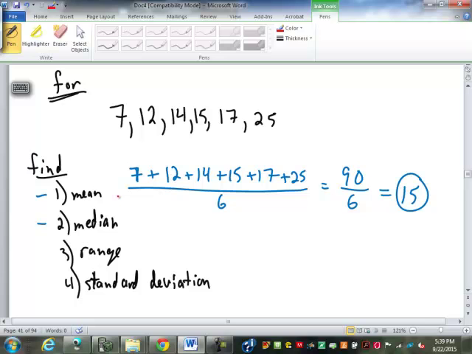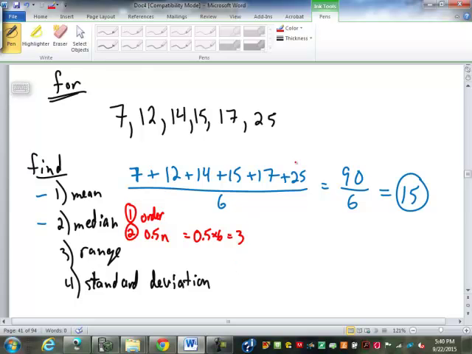The median is also a two-step process. Step 1 is to put them in order, smallest to largest. It's already in order from smallest to largest. Step 2 then is to find its position. And to find its position, it's always n times 0.5 or 0.5 times n. So in this case, it's 0.5 times 6, which is 3.